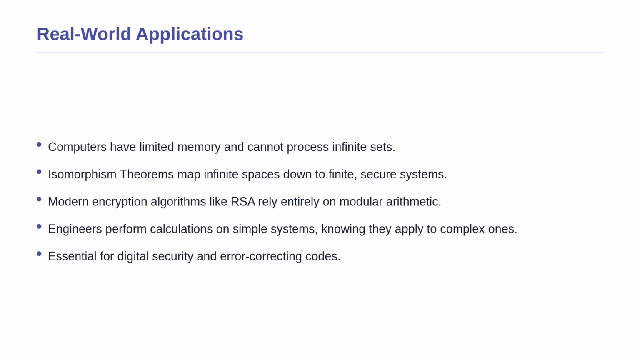systems. For example, modern encryption algorithms like RSA rely entirely on modular arithmetic, which is just a real-world application of factor rings. By proving that a complex system is isomorphic to a simpler one, engineers can perform calculations on the simple system and know with absolute certainty that the results apply to the complex system.